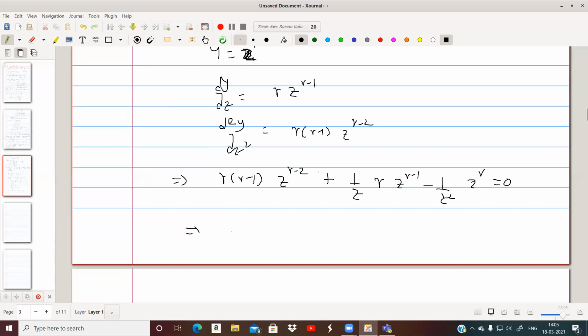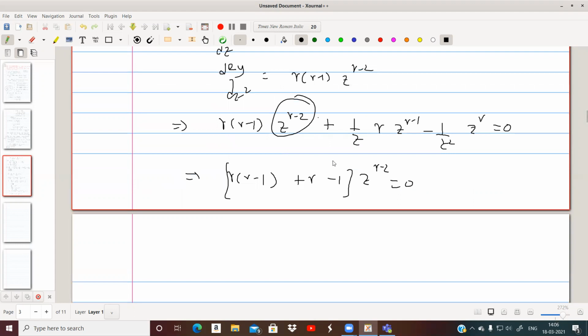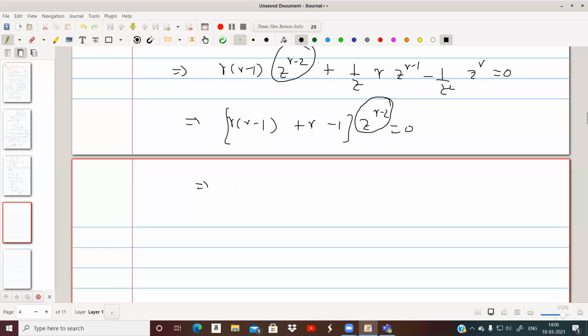So you can take common this term. Z raised to r minus 1 upon z is z raised to r minus 2. Z raised to r upon z square is z raised to r minus 2. So this is your variable, it is never going to equal 0. So what is the condition? You get r square minus r plus r minus 1 equal to 0. So similarly, you get r square minus 1 equal to 0 and the values of r are 1 and minus 1.